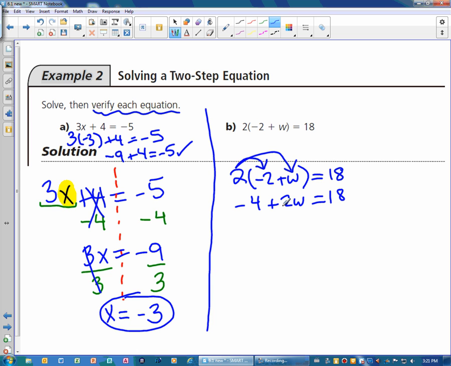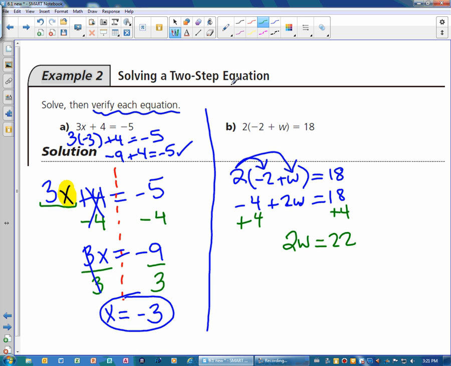Okay, the 2 is attached to the w, so I'm going to get rid of the 2 last, and I'm going to get rid of this negative 4, okay? So how do I get a negative 4 to go away? Well, I add 4, okay? Because negative 4 and positive 4 is 0. Do it to this side, do it to that side. So I'm left with 2w makes 22.